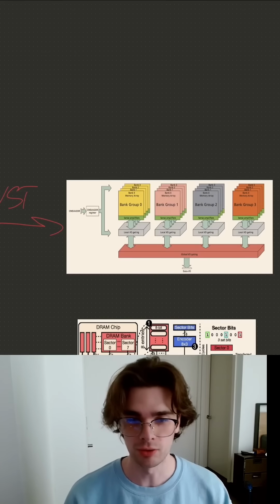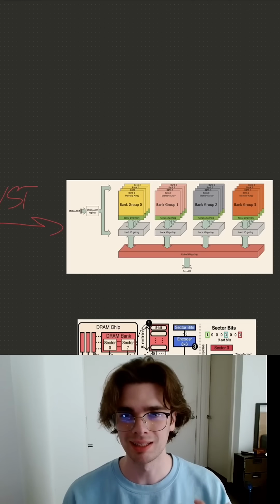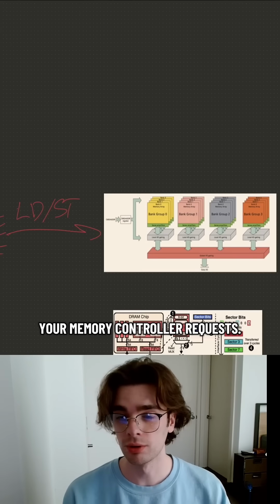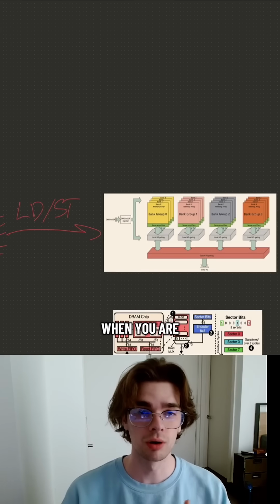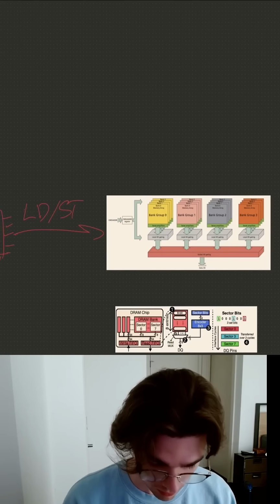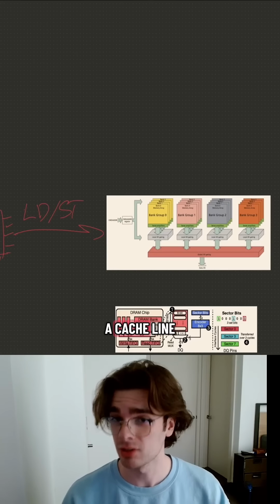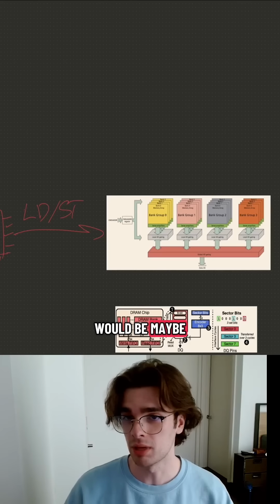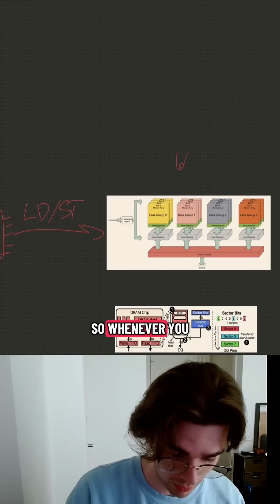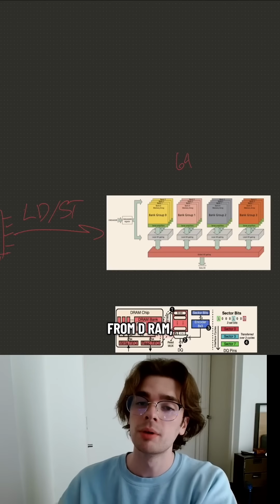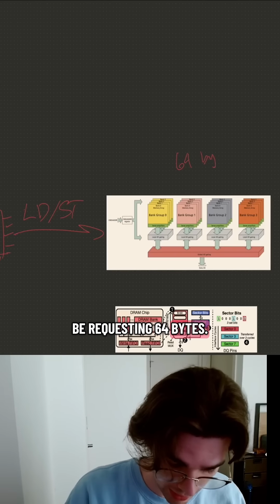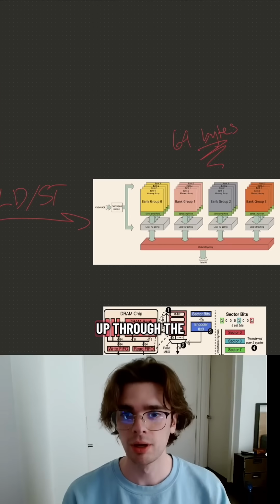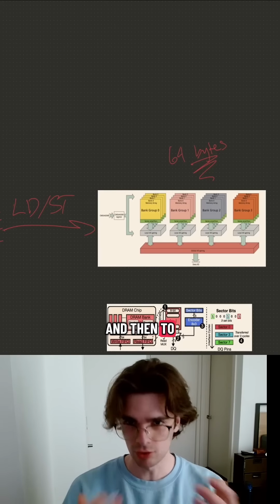What I am going to get into is this idea of burst lengths, specifically a fixed burst length that your memory controller requests when you are requesting memory from DRAM. Typically, this is going to be the size of a cache line in your memory hierarchy. A good length for that would be maybe 64 bytes. So whenever you make a request from DRAM, you're going to be requesting 64 bytes. So these 64 bytes are going to then propagate themselves up through the cache hierarchy and then to the CPU.